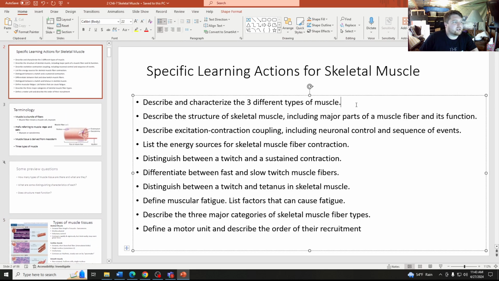We'll dig into each of them individually. This week is going to be skeletal muscle. The following week, we'll do more of the smooth muscle. And then after that, we dive deep into cardiac muscle right before the first exam.